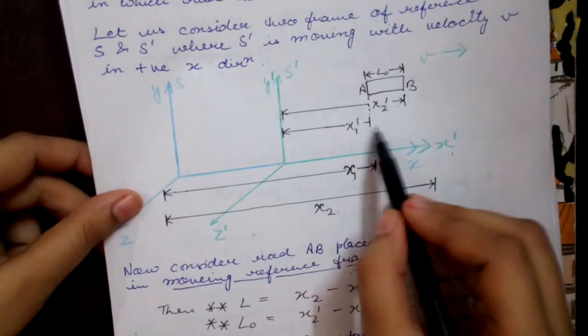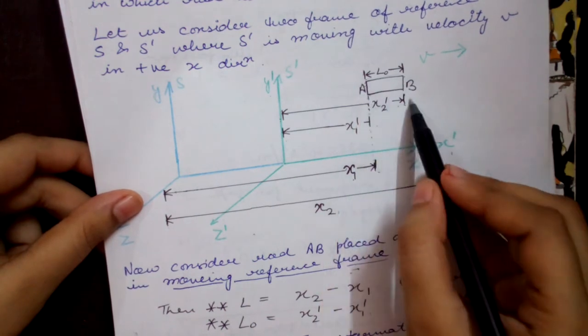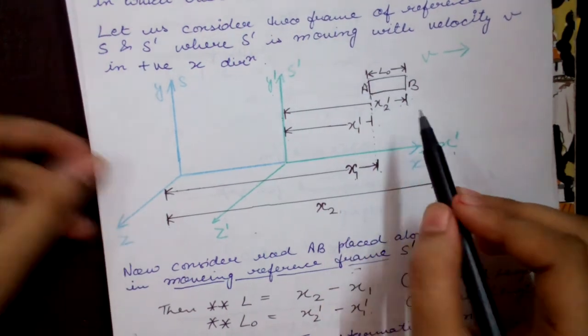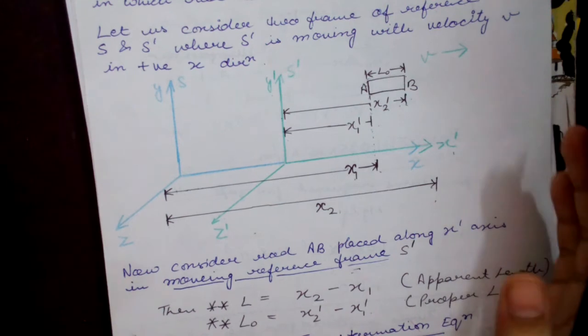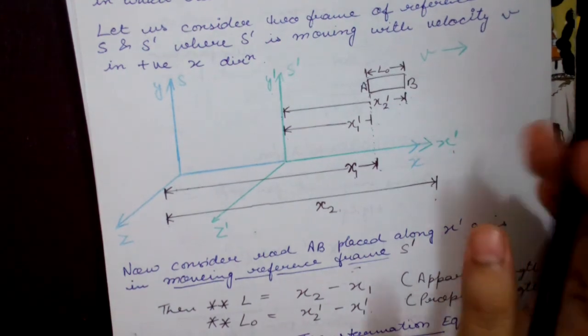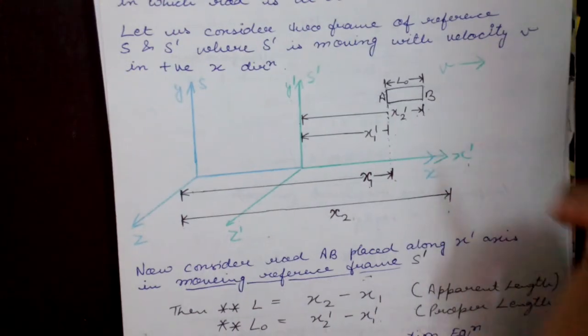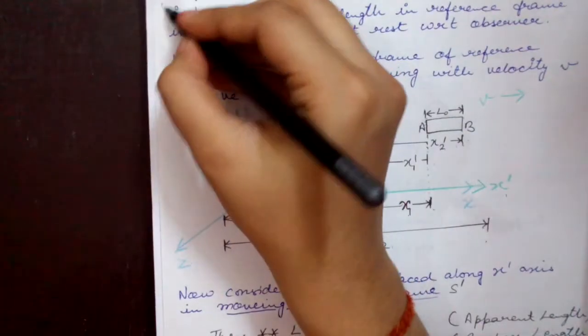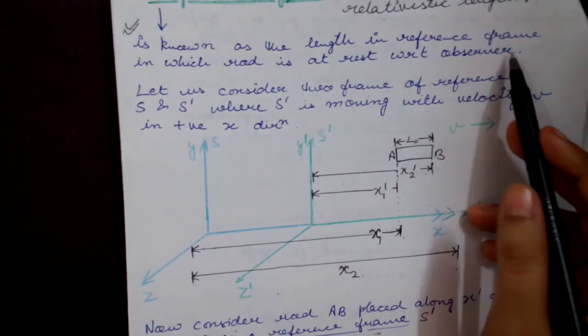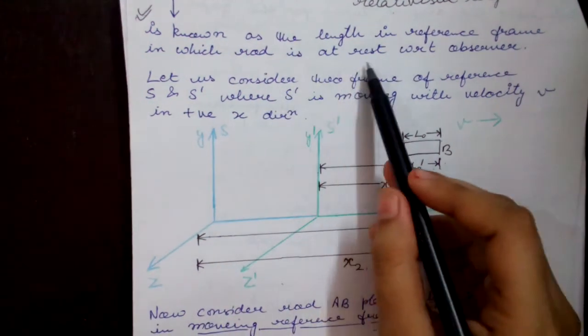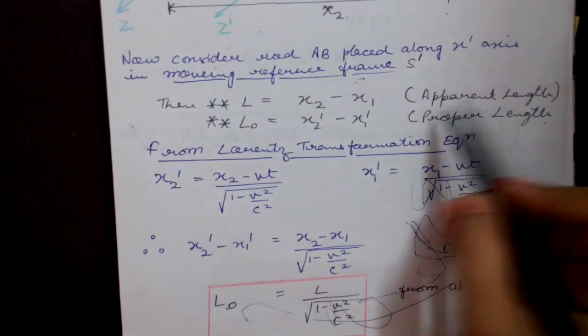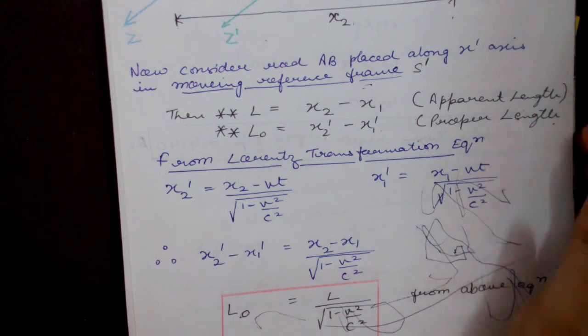x2 dash minus x1 dash will give the rod's length. This is called proper length. Proper length means actual length. I have told you in the train example also. Proper length, what is proper length? The definition is most important. Proper length is known as the length in the reference frame in which the rod is at rest with respect to the observer. L is known as apparent length and L0 is known as proper length.